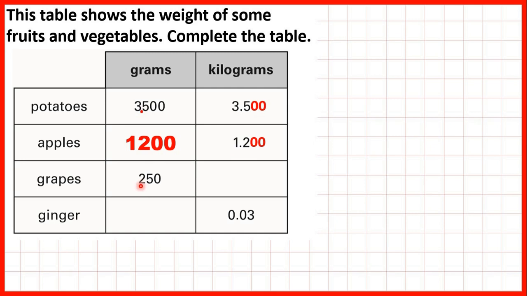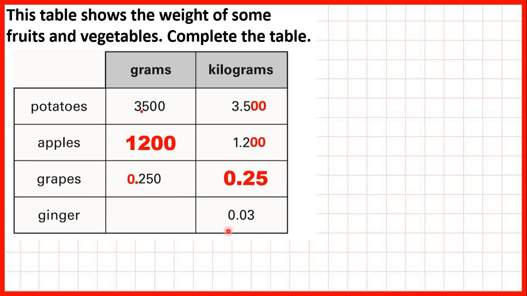Now we have 250 grams. We can put the decimal point here because remember, if the decimal point is at the end, we can move it 1, 2, 3 places. But now we need a 0 before our decimal point. So that's 0.250 or 0.25 kilograms because we can ignore zeros on the end of decimals.